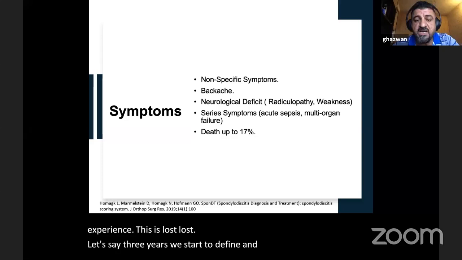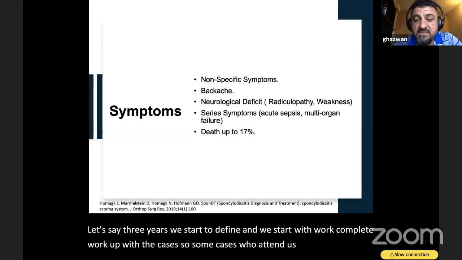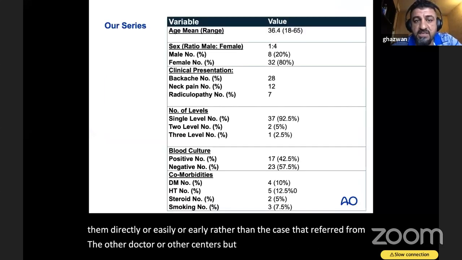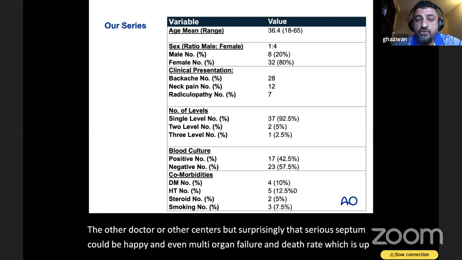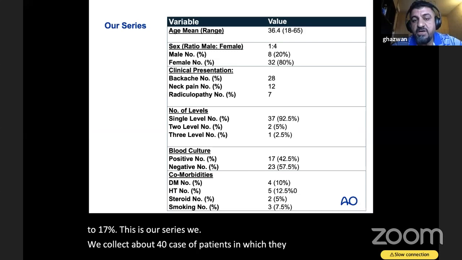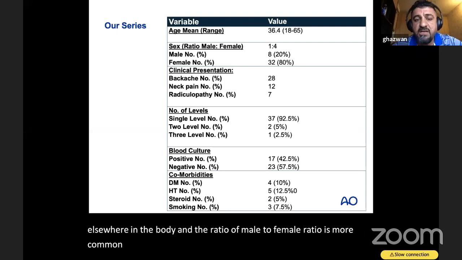So some cases attend to us and we can diagnose them directly or easily or early, rather than the cases that are referred from other doctors or other centers. But surprisingly, serious complications can happen, even multi-organ failure, and the death rate is up to 17%. This is our series. We collected about 40 cases of patients who underwent surgery elsewhere in the body, and the male to female ratio is more common in females. I will explain why, because the surgery that they underwent is mainly gynecological, obstetric, or plastic surgery.